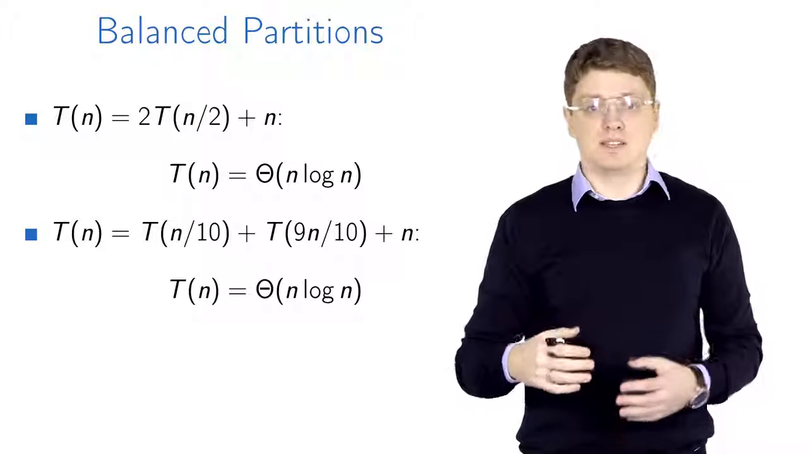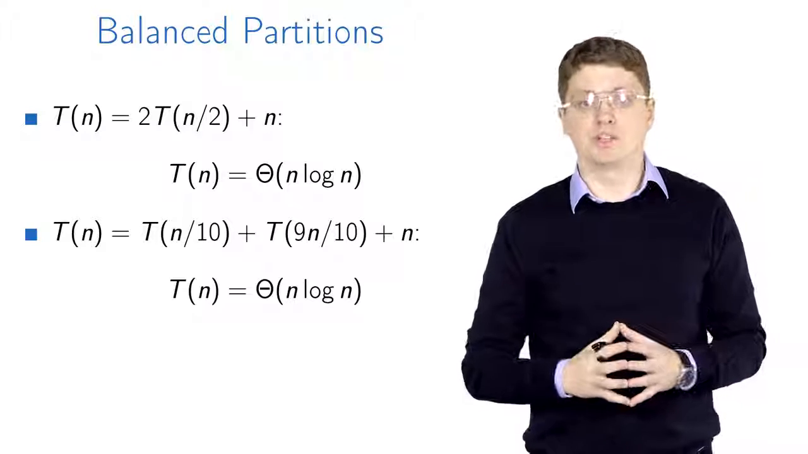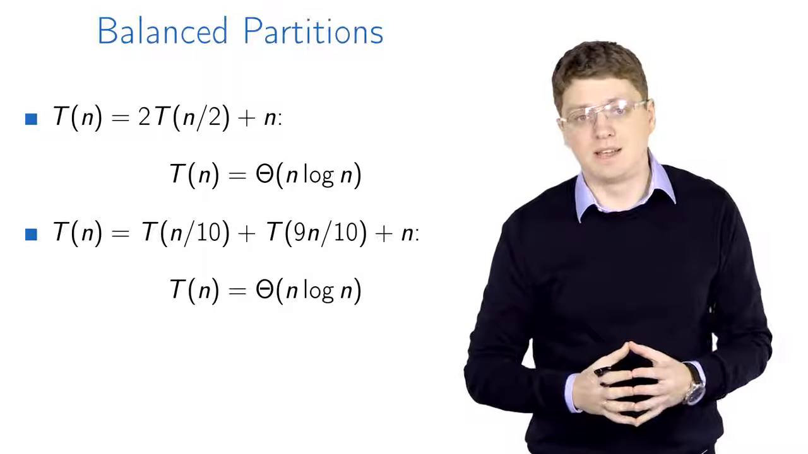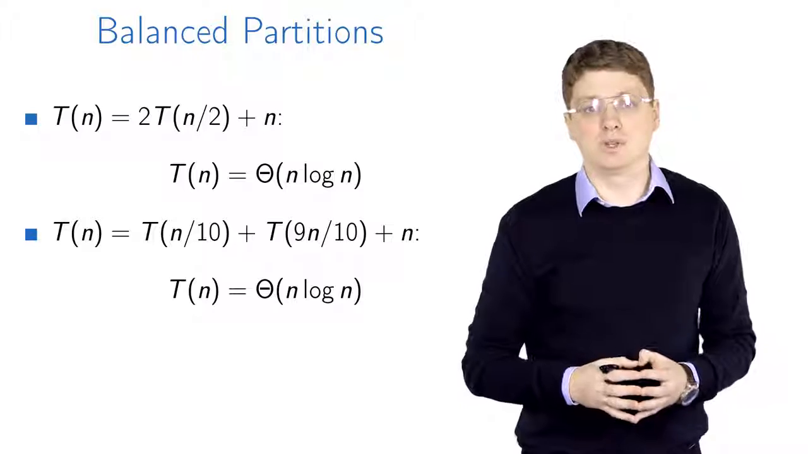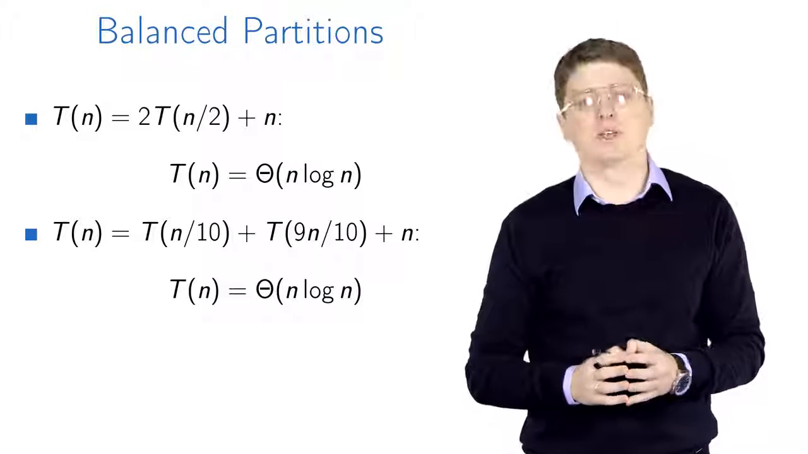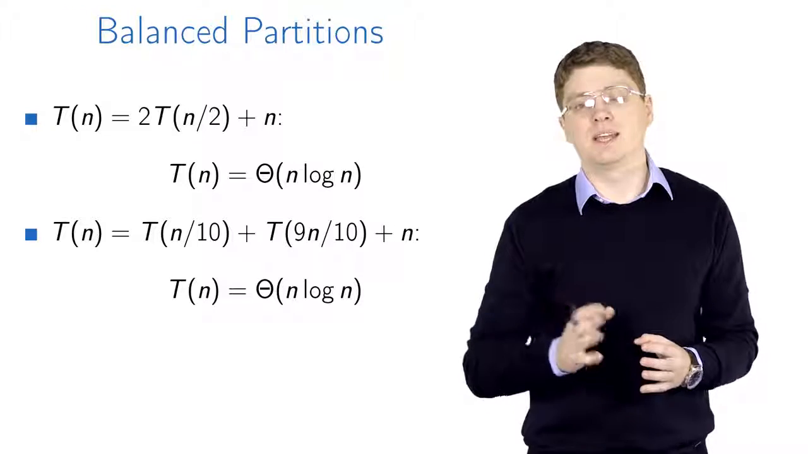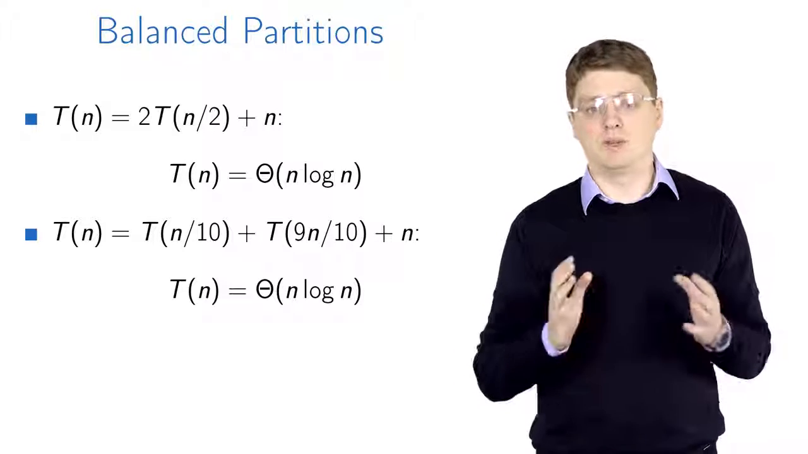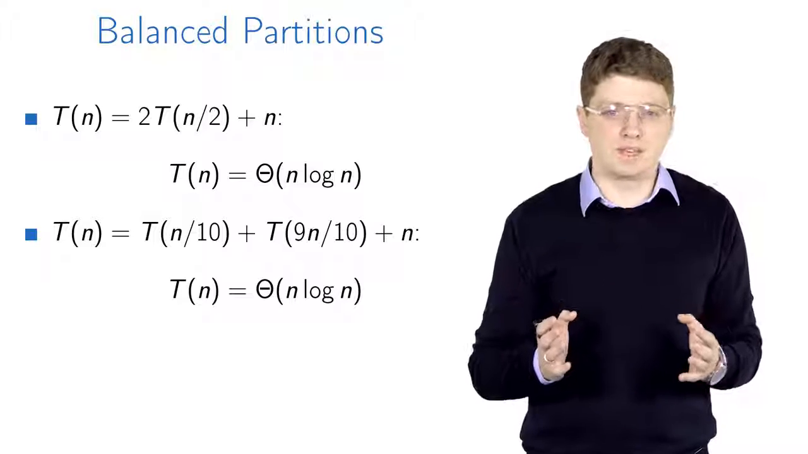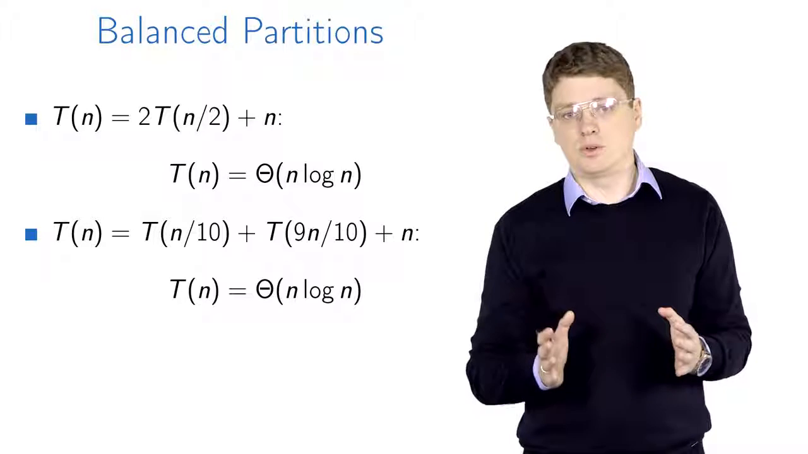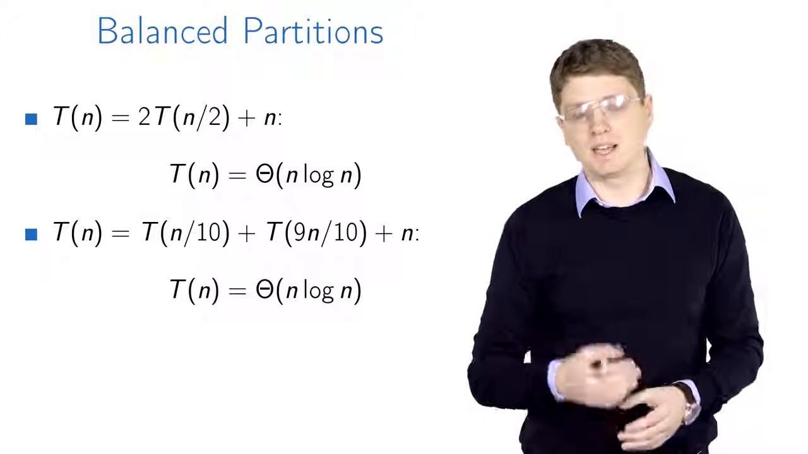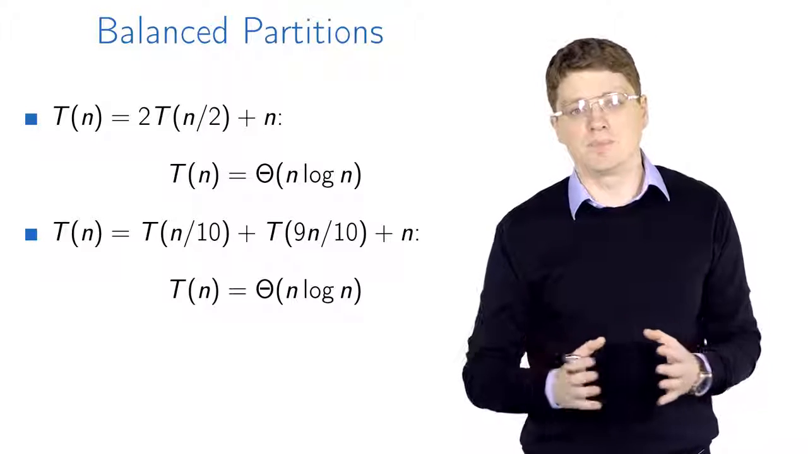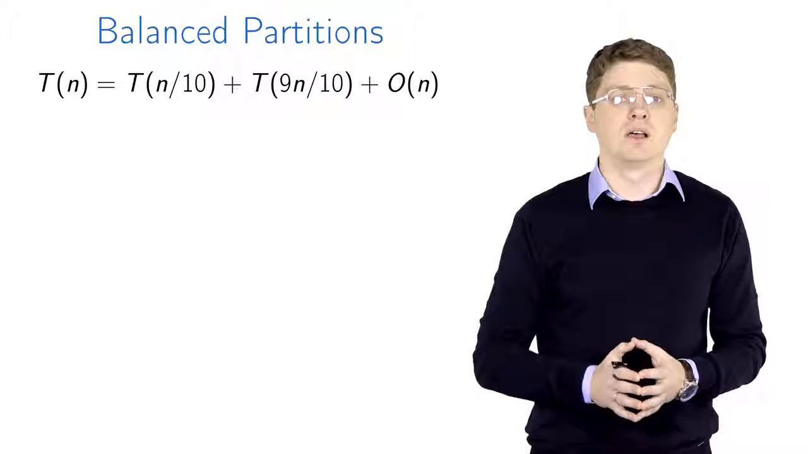Okay, now let's consider another, again, very pathological case. Assume that we always split an array of size n into two parts, one of size n over 10, I'm sorry, one of size 9n over 10. So in this case, the recurrence is the following. T of n is equal to T of n over 10 plus T of 9n over 10 plus a linear term. I claim that even in this case, we can prove an upper bound n log n on the running time of our algorithm. And this is how we can do this.